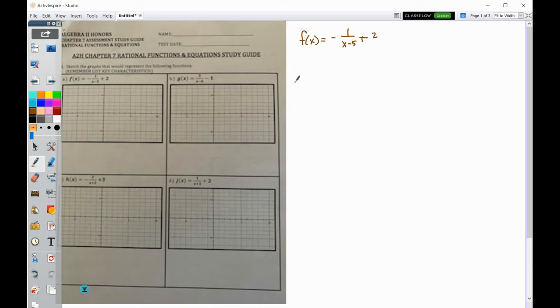When I do these, I always start with the denominator. If the denominator equals 0, then that's a place where this graph cannot exist. They call this an asymptote, and specifically a vertical asymptote is a place where the x doesn't work. You can take this denominator, x minus 5, set it equal to 0 and solve. I add 5 to both sides, and I get x equals 5. So this is my vertical asymptote.